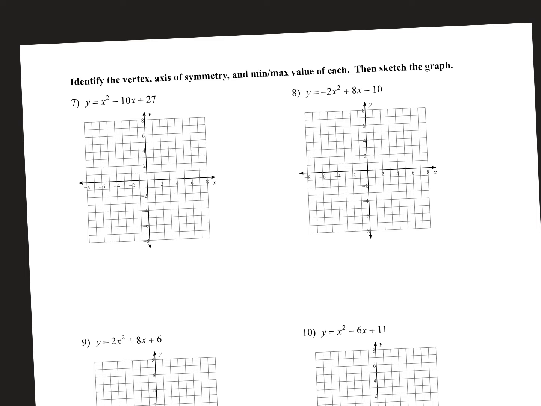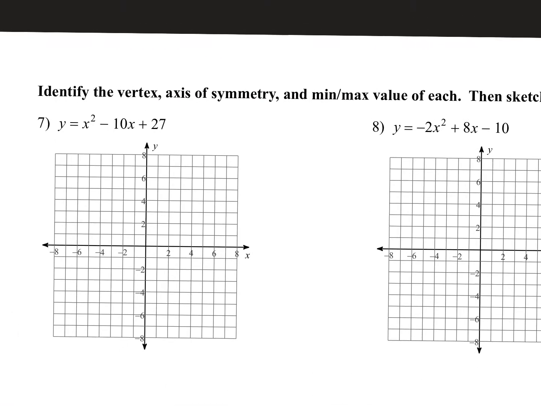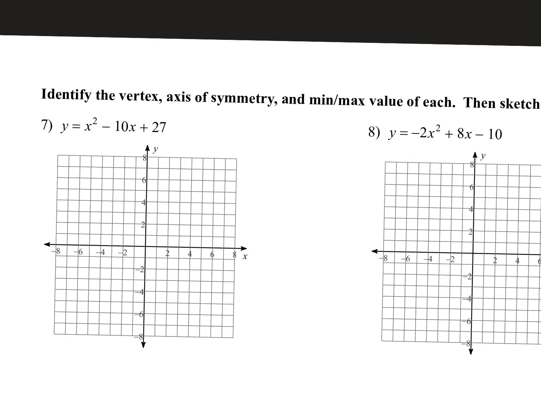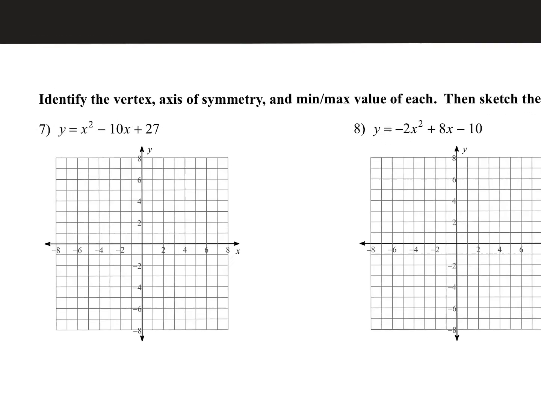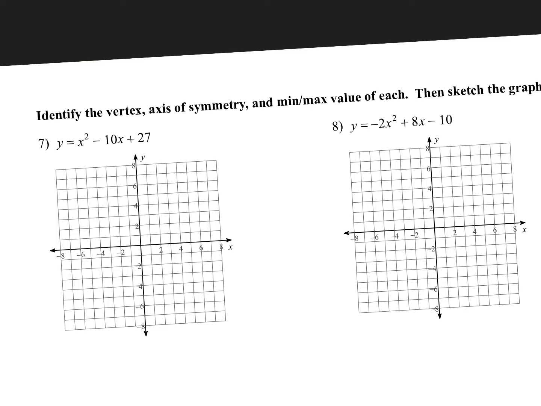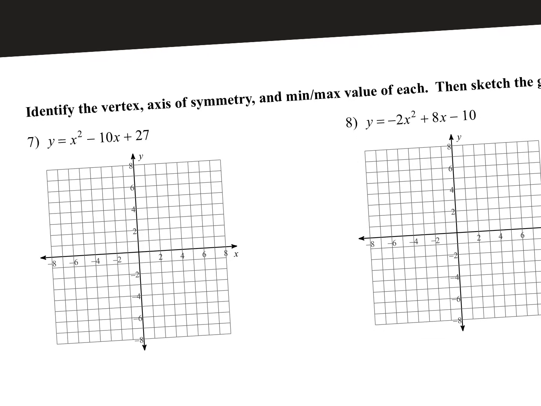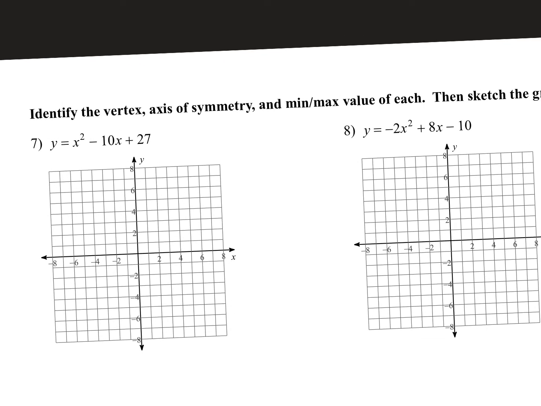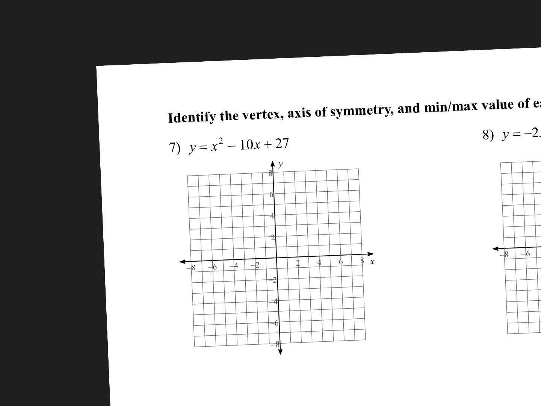We need to remember how to do all of the things. Like I said, you have to be able to find domain and range, axis of symmetry, vertex, x and y intercepts, max and min, all that stuff. So we're going to find all of that stuff for each one of these problems. I know it says identify vertex, axis of symmetry, and max and min values, but I want to find everything so we get used to it. So the first thing I'm going to do is write down all of the stuff that I know I can find.